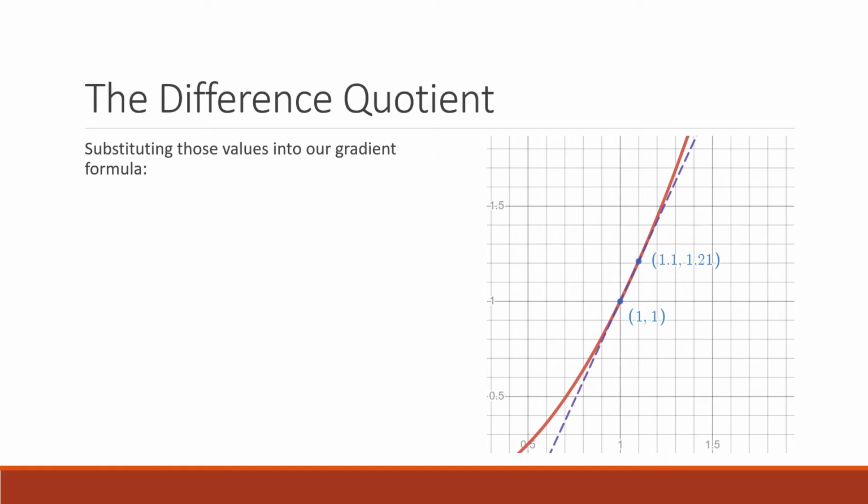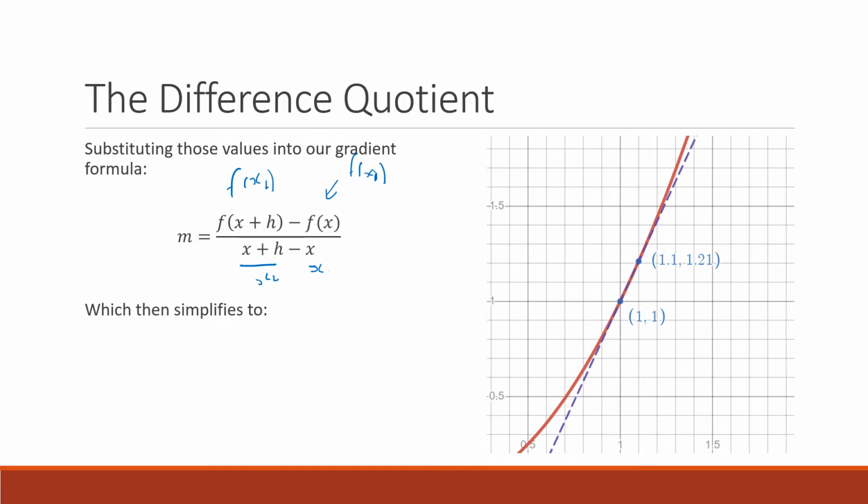Now, substituting all these values into our formula, we end up with a gradient, or an average rate of change, as f of x plus h, that's f of x2, minus f of x, that's our f of x1 in our old formula. And then we've got here x2 minus x1. Looking at this, we can simplify the denominator, with x and minus x cancelling each other out, and we have this formula here, and this is called the difference quotient.